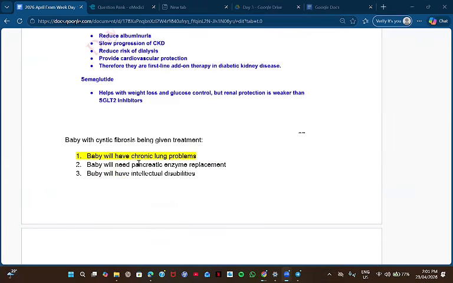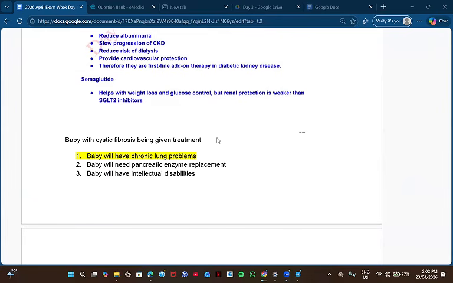Okay, now tell me, a baby with cystic fibrosis being given treatment. Baby will have chronic lung problems. Baby will need pancreatic enzyme replacement. Baby will have intellectual disability. So, what do you think from these three? And I need the explanation as well.